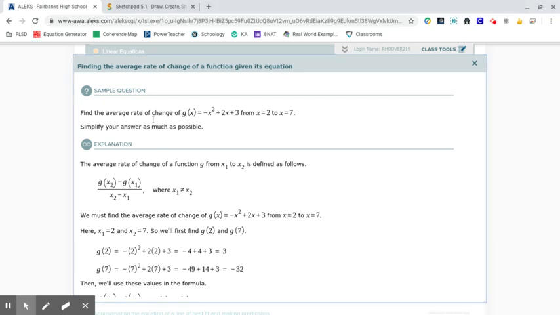All right, here we go. Finding the average rate of change of a function given its equation. So we want to find the average rate of change of this function listed right here, function g. We want to find what the rate of change is from 2 to 7.